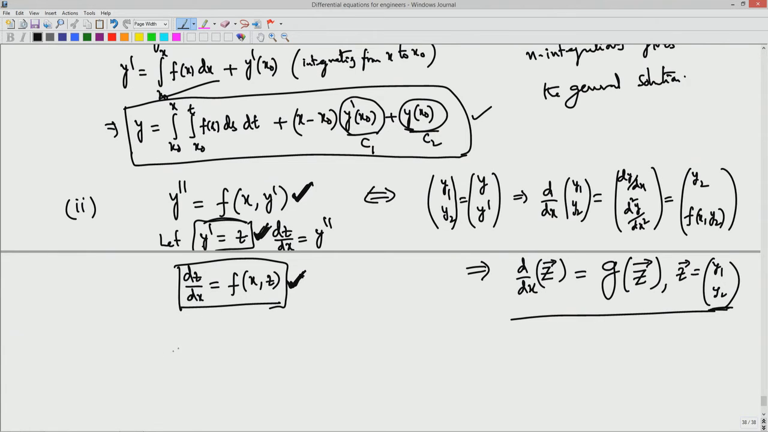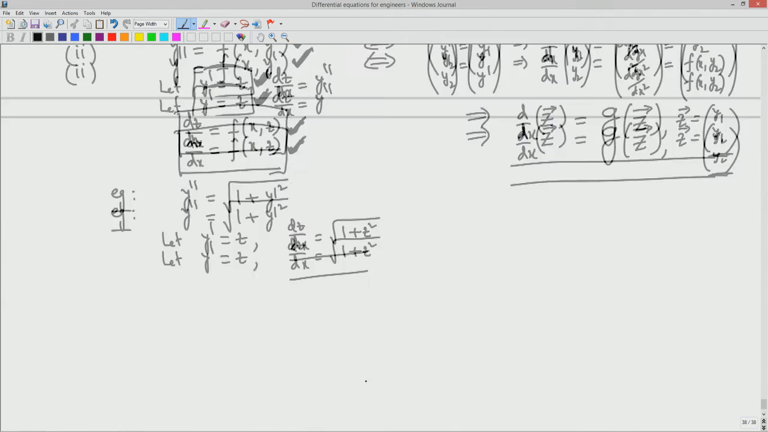So I will give you an example. You try to solve y double dash equal to square root of 1 plus y dash square. I do not have y, I have y dash. So let y dash equal to z, then dz by dx is equal to square root of 1 plus z square. Now I know how to solve this.